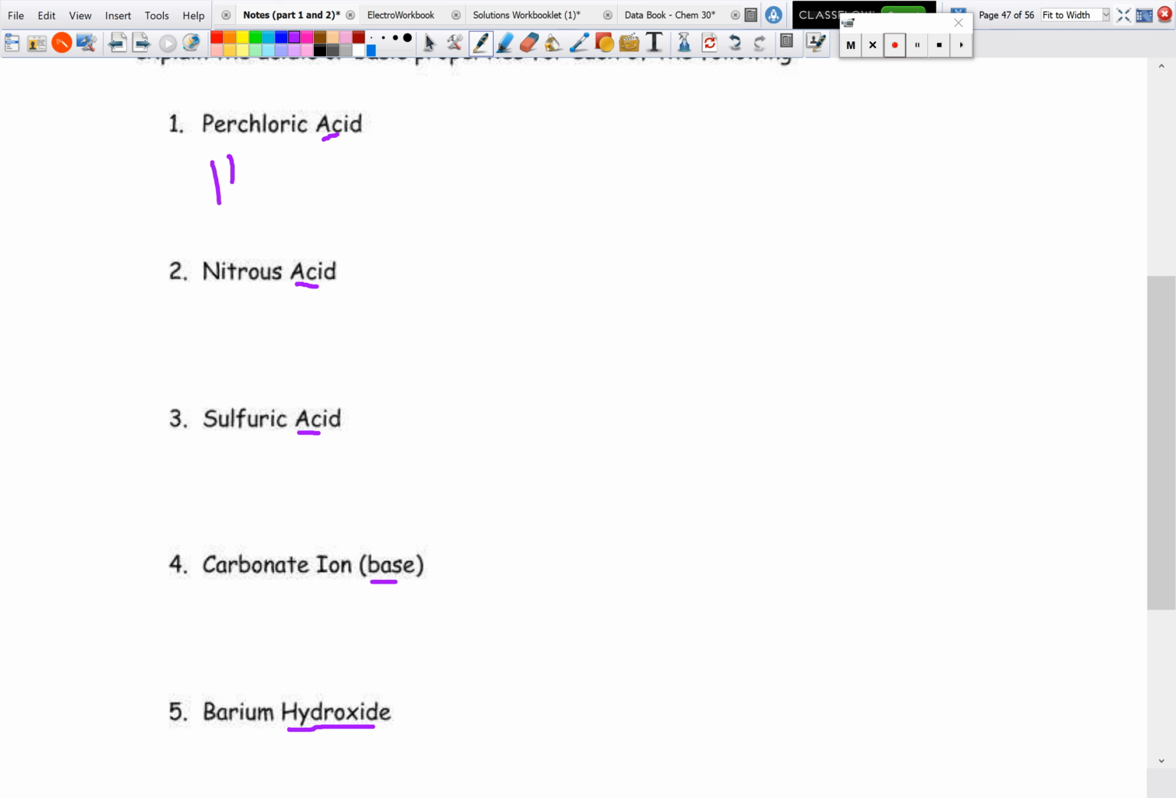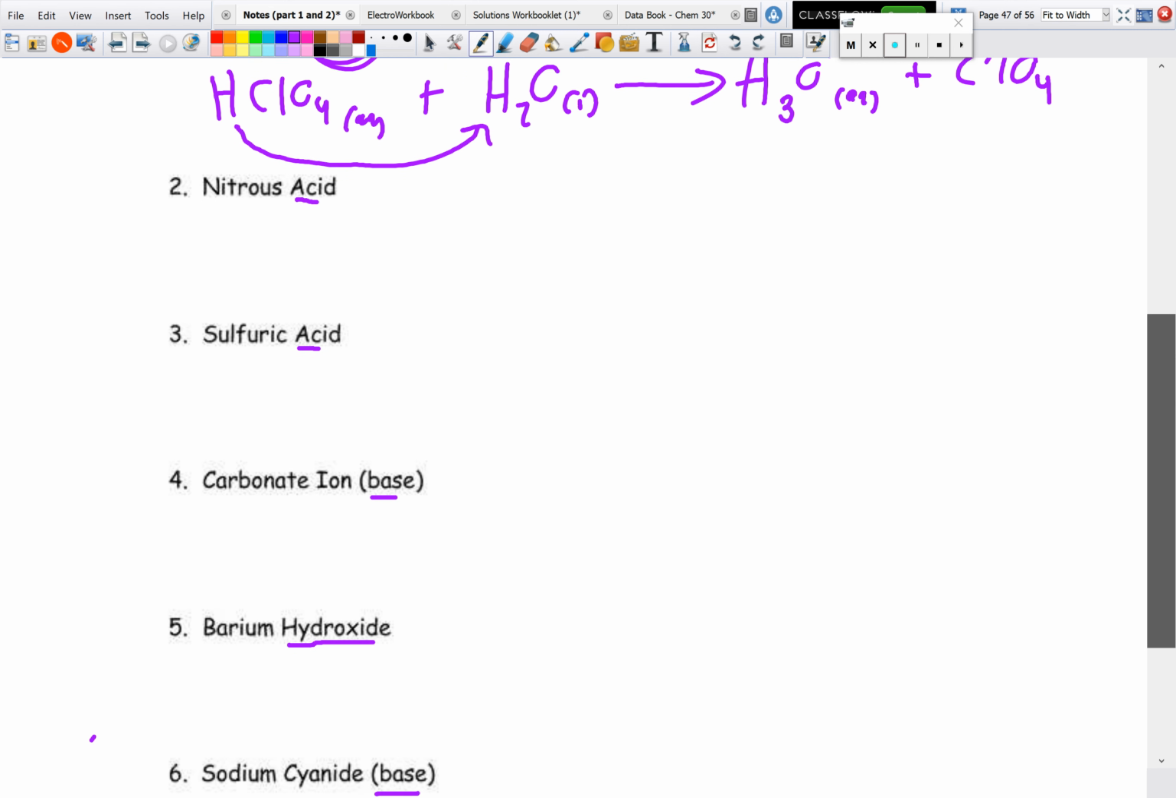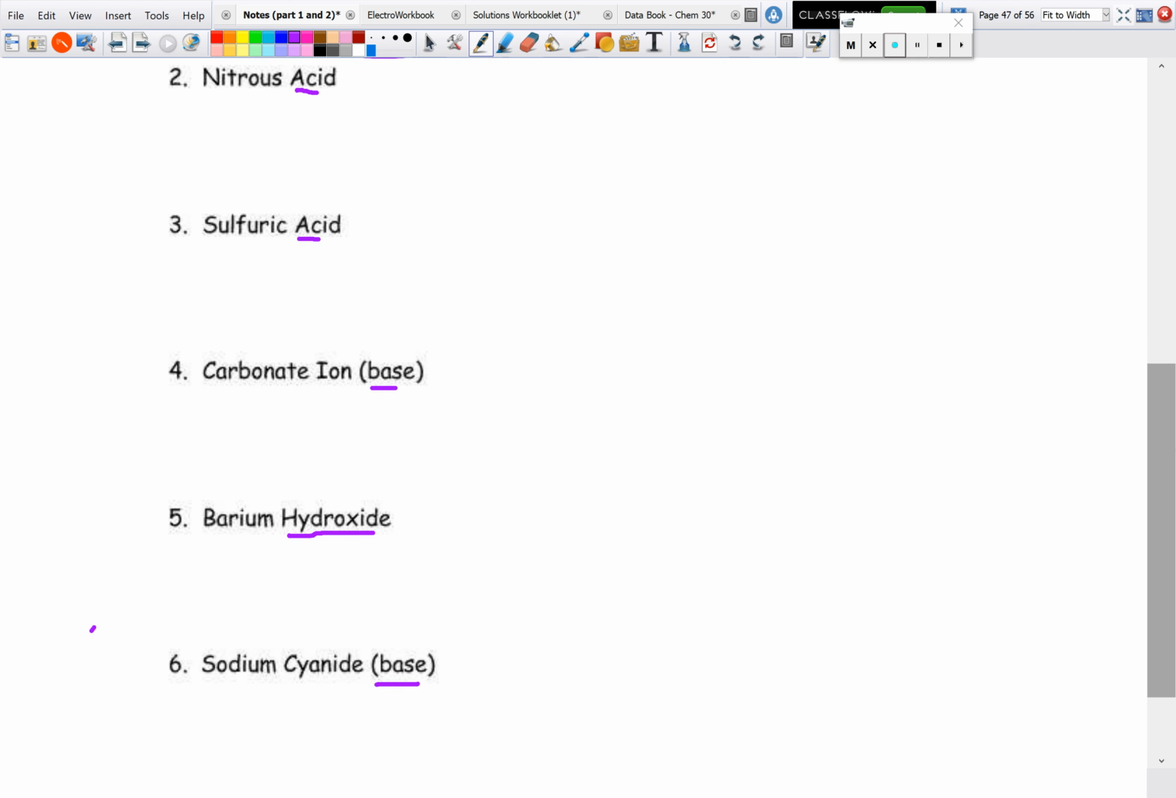So perchloric acid is HClO4. So show the reaction with water. Now it's an acid, so remember it needs to form H3O+. So that means the hydrogen is going to leave here and go on to our water. So we get H3O+, and then we write our perchlorate ion, ClO4-. All right, so see if you can try to get the other ones. The answers are going to go up in about 3 seconds. So if you want to work on these on your own, just pause the video and work on them, and then you'll see the answers in a few seconds.